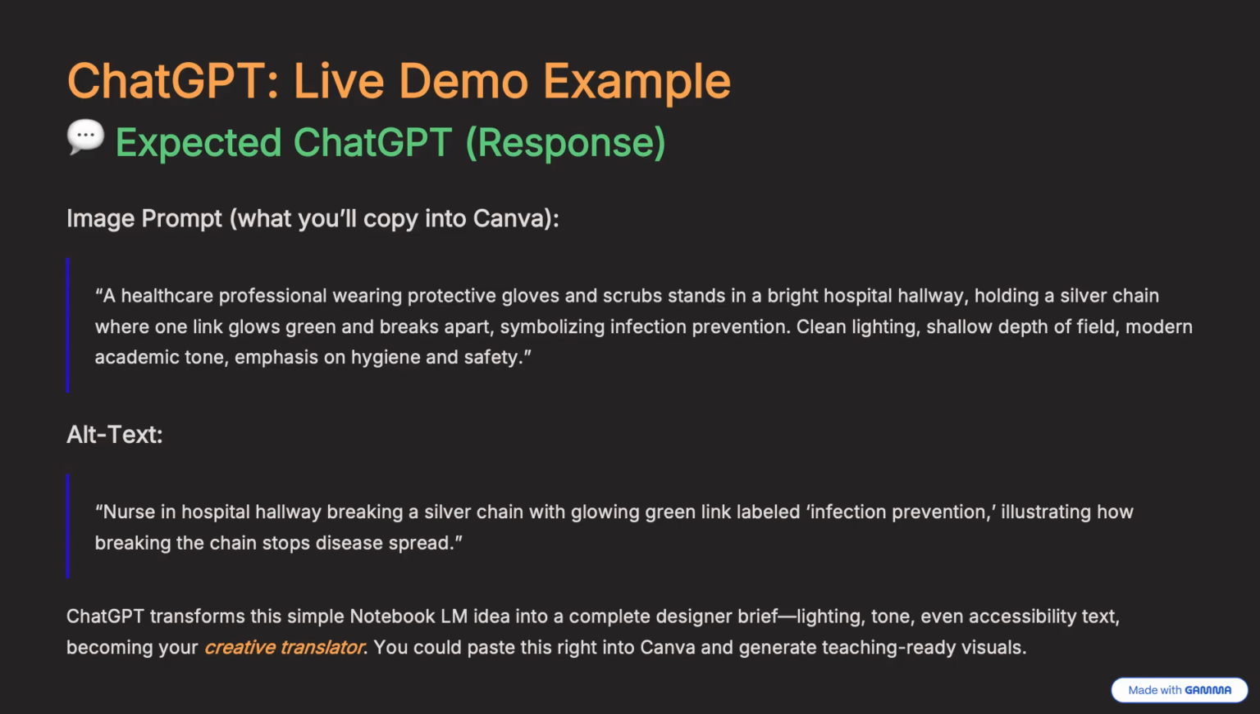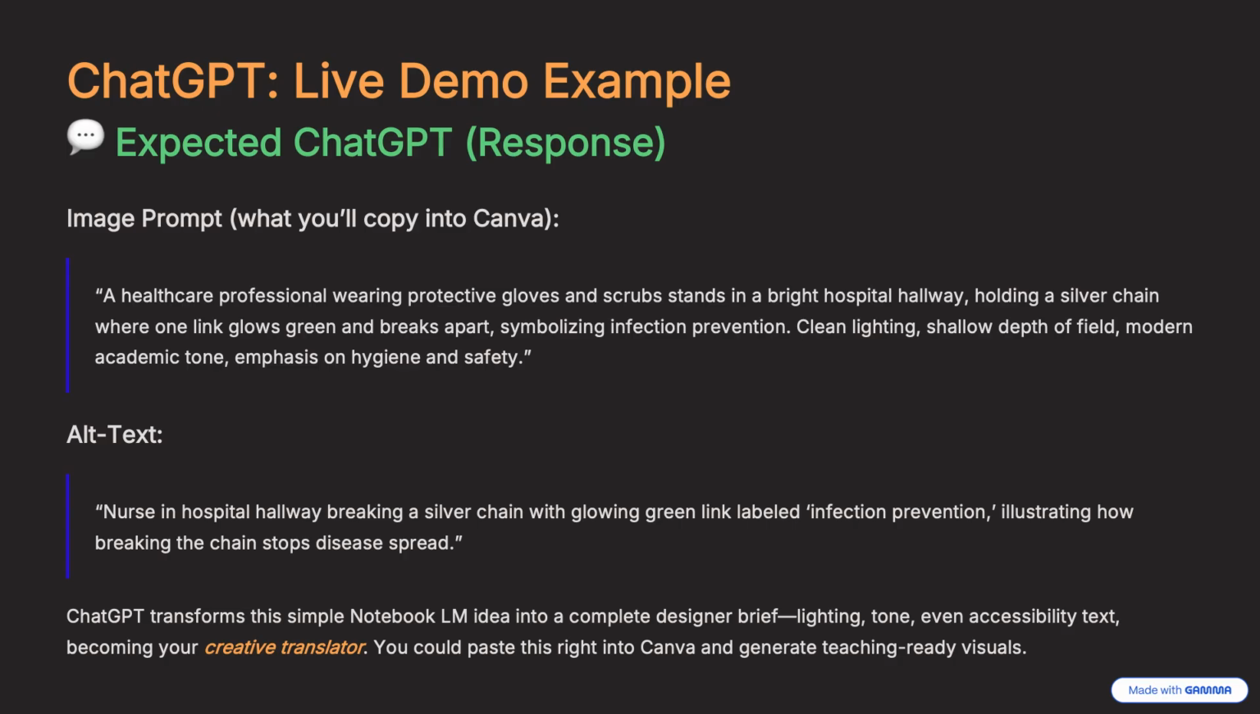A healthcare professional wearing protective gloves and scrubs stands in a bright hospital hallway, holding a silver chain where one link glows green and breaks apart, symbolizing infection prevention, clean lighting, shallow depth of field, modern academic tone, emphasis on hygiene and safety. And it gave me the alt text, which is: nurse in hospital hallway breaking the silver chain with glowing green link labeled infection prevention, illustrating how breaking the chain stops disease spread, right? So that's what it did.